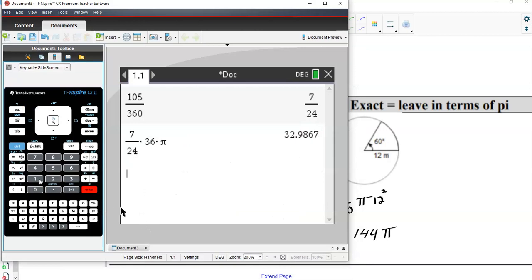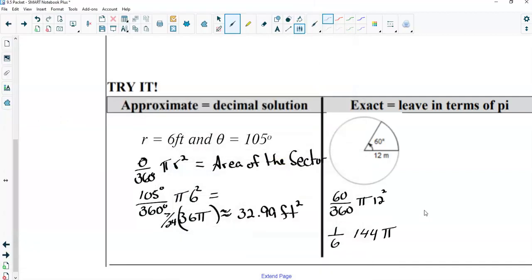So it says 1/6 times 144. I leave pi alone because I'm going to leave it in terms of pi. And that would be 24 pi. So the exact area will be 24 pi, and then look at the units, it's square meters. So the area of this sector right here is 24 pi square meters. Okay?